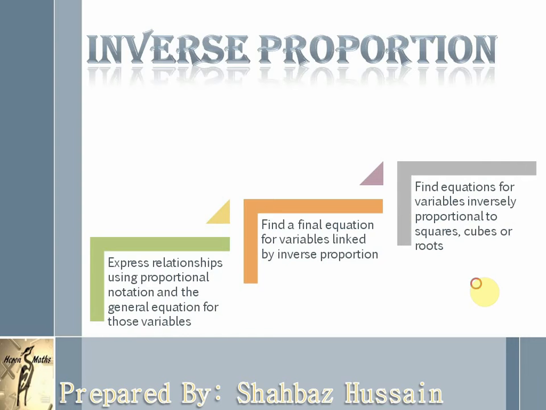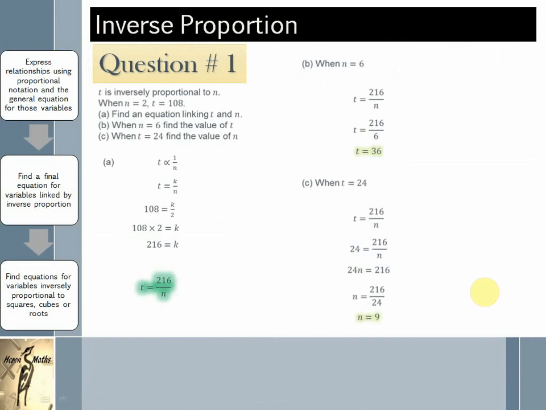So we are going to move on to question number 1. This is the classwork question. First we have to read the question. T is inversely proportional to n. When n is equal to 2, t is equal to 108. So for the first equation to solve, we have to stop there. We have to first find the general equation, which we can use in the further steps.